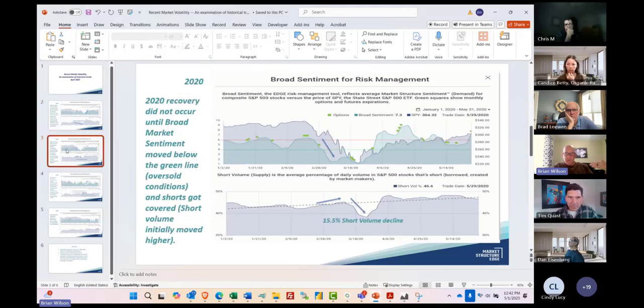In 2020, of course, very different conditions, but we had significant declines in the beginning of the pandemic. Short volume initially went higher. We didn't recover until short volume went down by about 16%. Once again, sentiment was fully oversold before we started to see that recovery, but you can see well below the green line, sentiment starting to recover there in 2020.